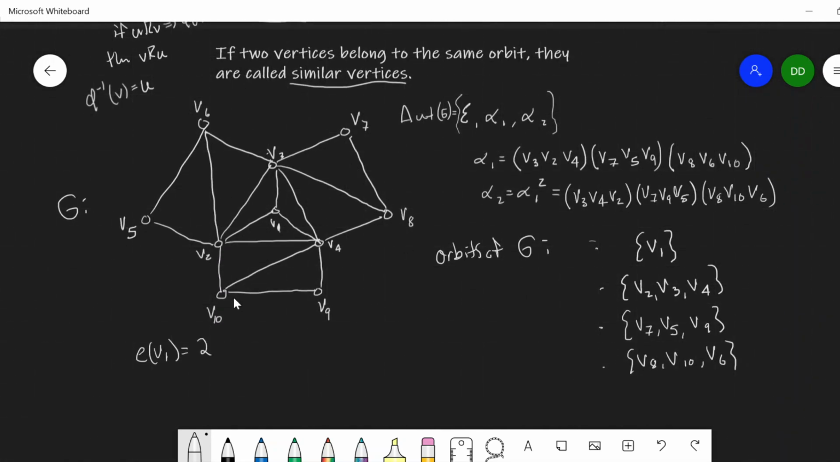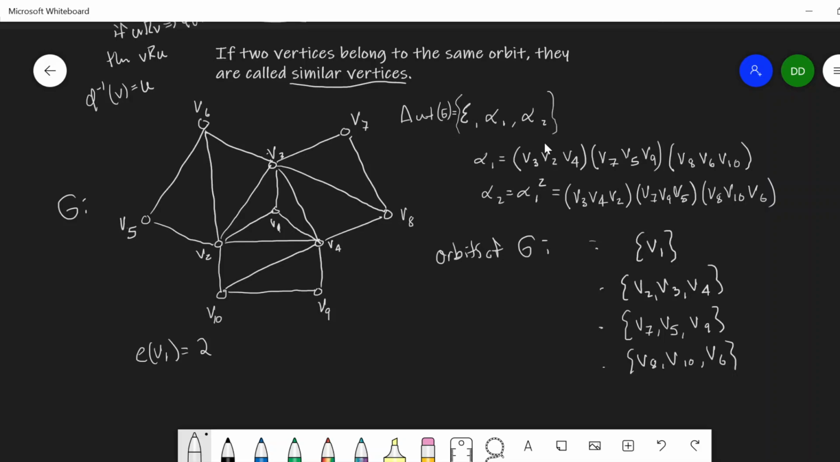So here's this graph G, and the first thing I want to do is compute the automorphism group of G. It's not too hard to see that this is the cyclic group of order 3, so just the rotations by 120 degrees each. The rotation alpha 1 would send V3 to V2, V2 to V4, V4 to V3, and then V7 to V5, to V9, back to V7, V8 to V6, to V10, back to V8. And then the square of that would be the rotation in the other direction. Together with the identity, those are the only 3 automorphisms of this graph.